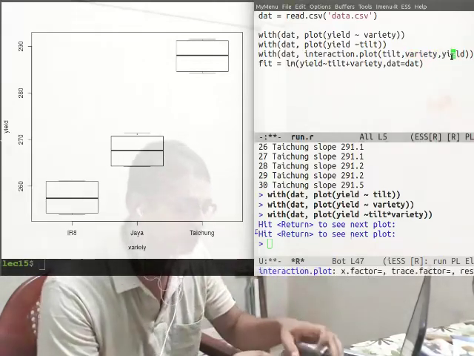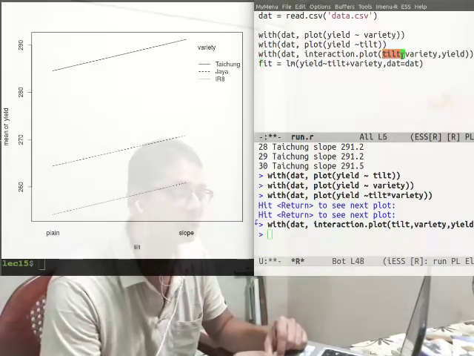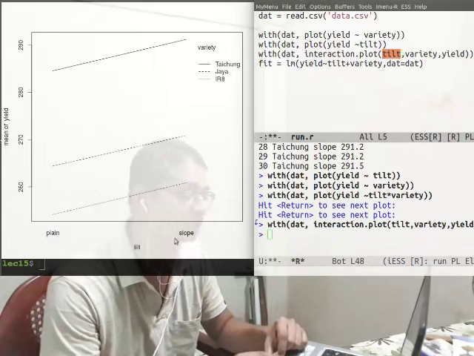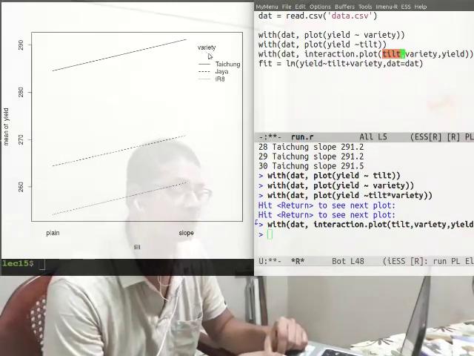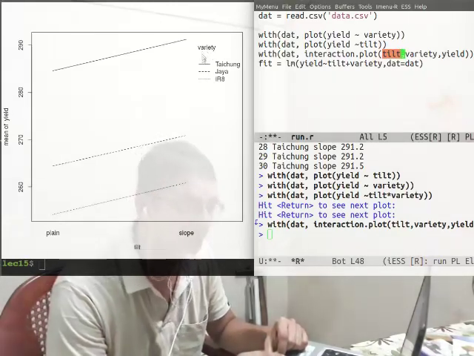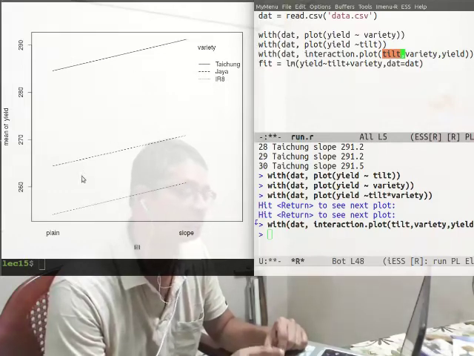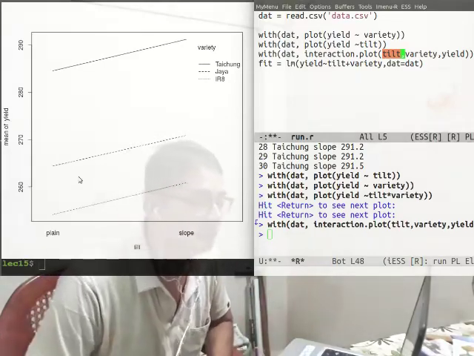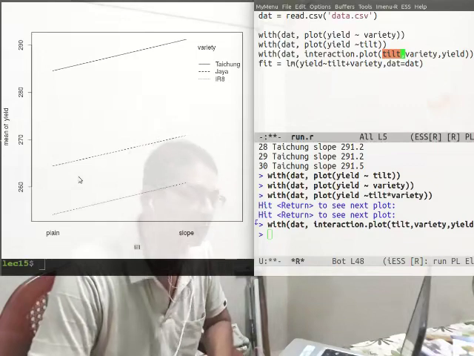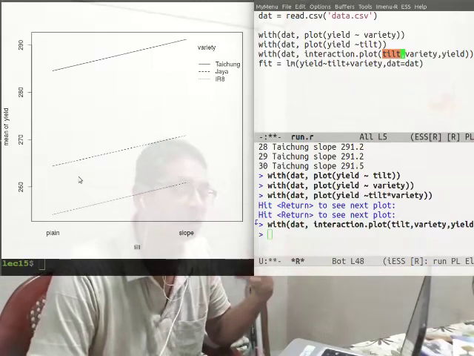So let's try this. I get this: I have tilt at the x-axis, so I get these two, plane and slope, on the x-axis, which is not a continuous axis, and variety is the thing for which I am creating my profile. So three varieties, they are given as continuous line, dashed and dot: Taichung, Joy, IR8, and I can see that they are just parallel. Of course, in a real life data situation, it may not be that parallel, but more or less parallel seems to imply that there is no interaction between these three things.